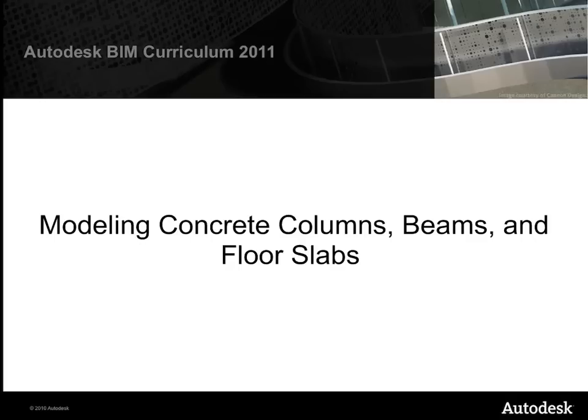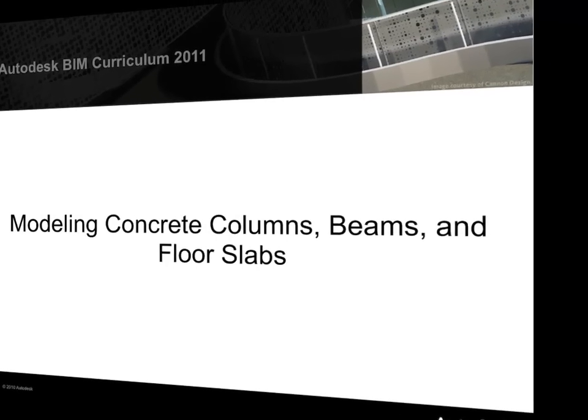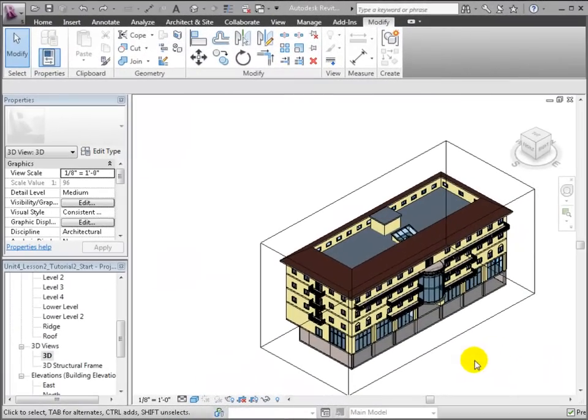As a first step in our structural design, we should confirm the locations of the grids and the columns placed in the architectural model and make any adjustments that might be needed. We'll start by taking a look at the linked architectural model.